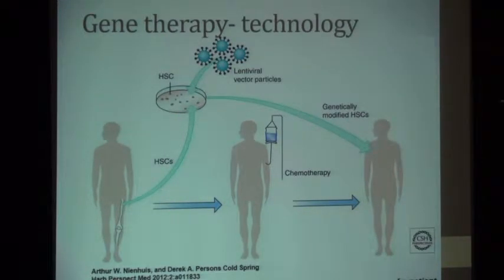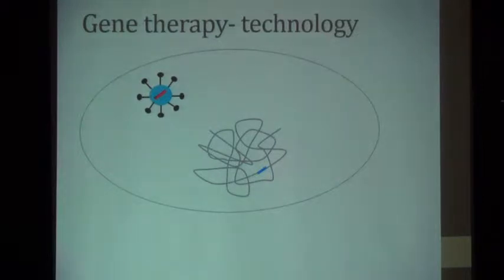So let's look at gene therapy and the technology. The whole concept of gene therapy is that you take some hematopoietic stem cells from the patient, and then ex vivo you introduce a lentiviral vector, which is going to introduce the new gene. Meanwhile, the patient undergoes myeloablation and then receives the modified or gene therapy treated stem cells and undergoes an autologous transplant. So I've done this little cartoon to really illustrate how this works.